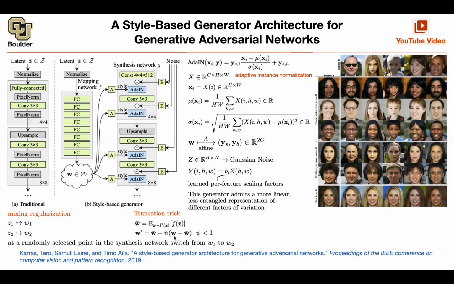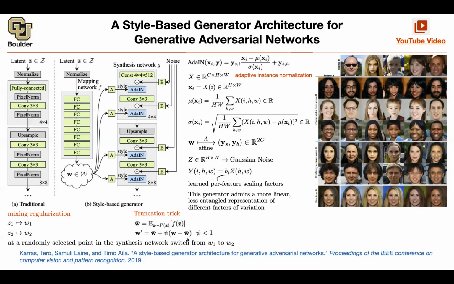You add the mean and then multiply by psi (W minus W bar). Okay, if psi is 1, what's going to happen is this W bar is going to cancel with the other W bar, and then you're going to get your W back. Why do you do this? Because there is this trade-off between the quality of your images and their diversity.